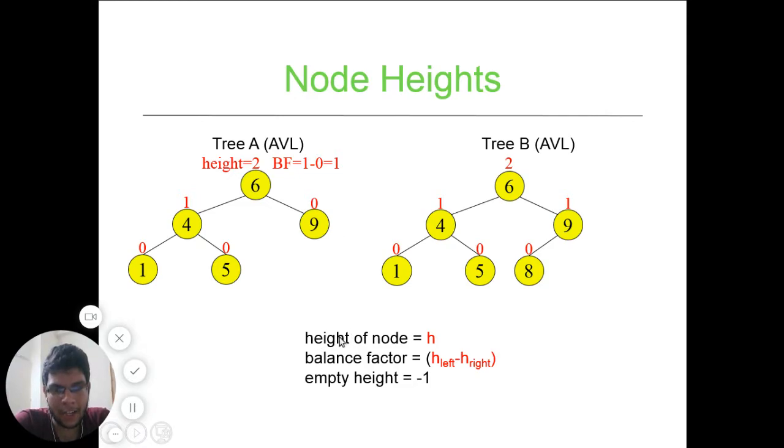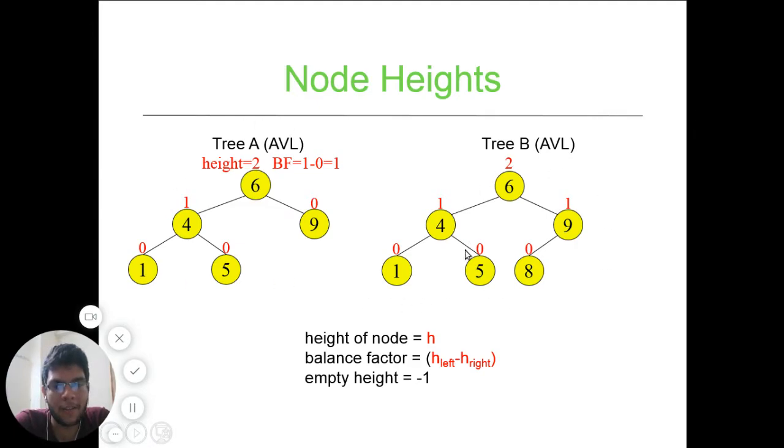First, some convention. Height of a node is h. Balance factor is the height of the left subtree minus the height of the right subtree, and empty height is minus 1. Just a notation. So a leaf has height 0. If we calculate the height of node 4 in the left subtree, it's the maximum of the height of the left subtree, comma, the right subtree, plus 1. So the maximum of 0 comma 0, plus 1, it's 1. Similarly, this is 2. So balance factor at each node, at this node it's 0, at this node it's 1. So this tree satisfies the AVL tree property.